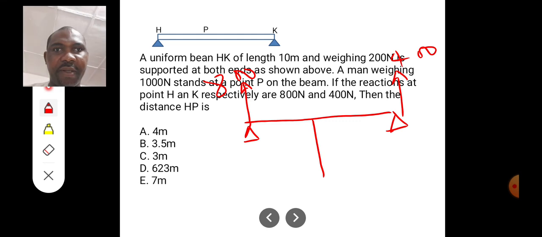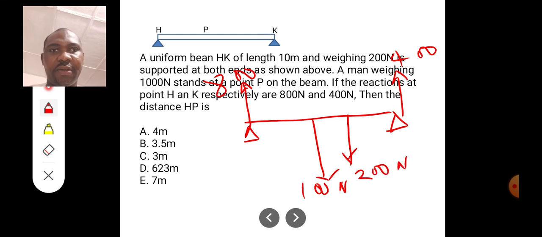At point P, 1000 newtons. The weight of the ruler is somewhere here, which is 200 newtons. Remember, the weight is always at the center. So if the length of the rod is 10 meters, that means this weight here is at 5. Then the point P is not given. I guess that's what we are asked to find, the distance HP.